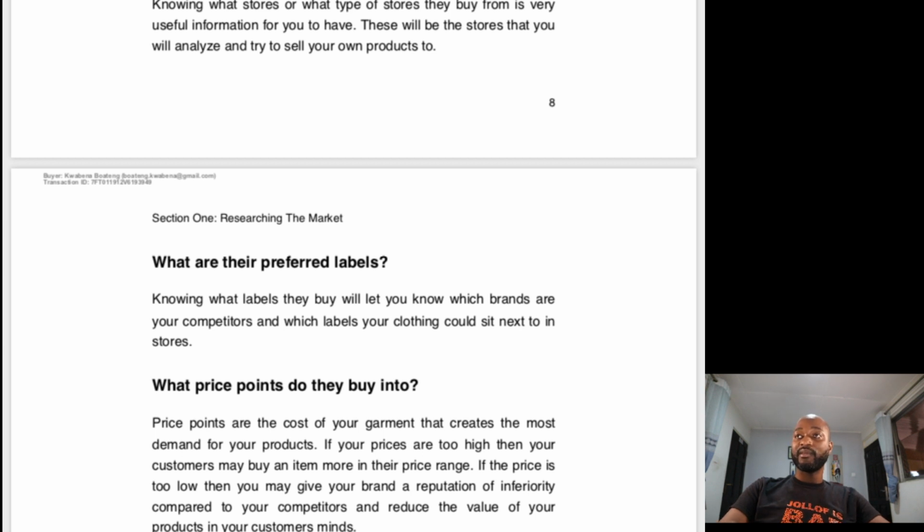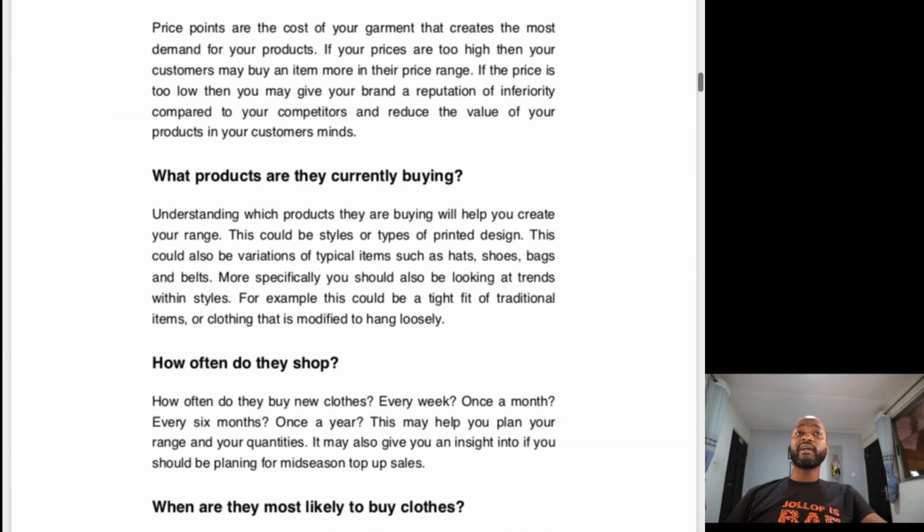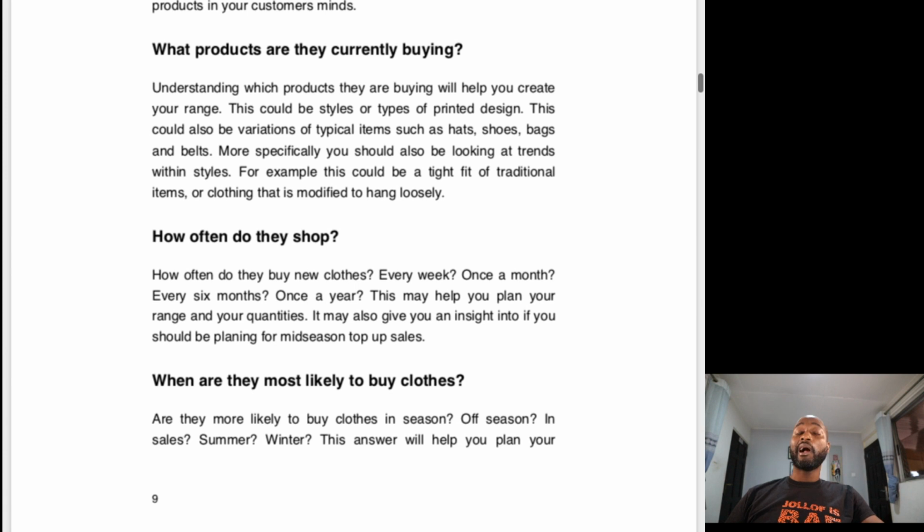They would buy Gap. They would buy luxury brands. They would buy mid-range brands. They would buy high street brands. So you need to have an idea as to the customer that you're looking to appeal to, where they shop and why they shop there. What are the current products? What kind of current products are they buying? How often do they shop? You need to know how often that kind of customer shops.